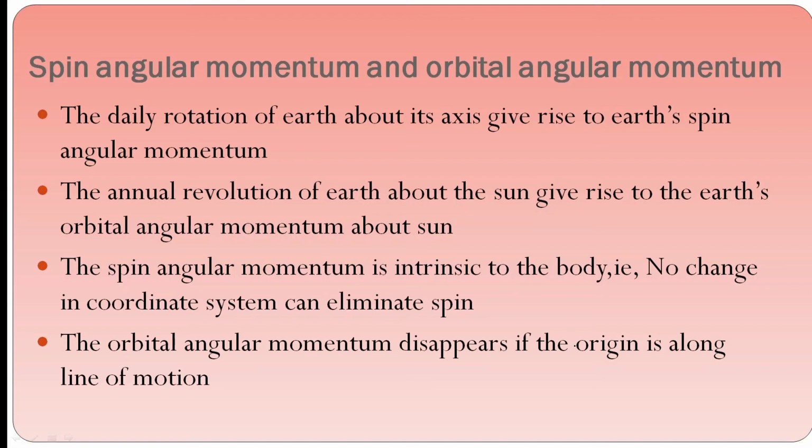And the orbital angular momentum disappears. That is, the orbital angular momentum depends on the choice of origin. So if you take origin somewhere, the orbital angular momentum will be different, and the orbital angular momentum disappears if the origin is along the line of motion.